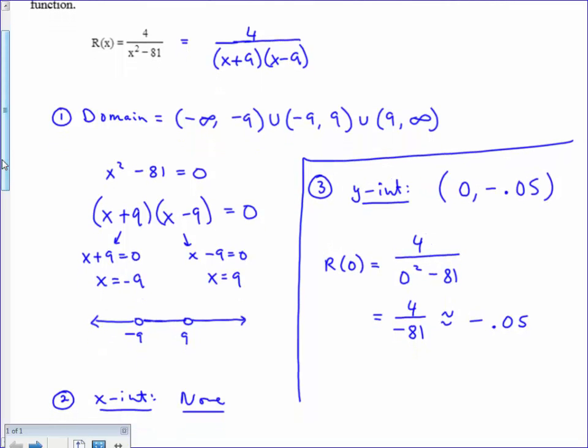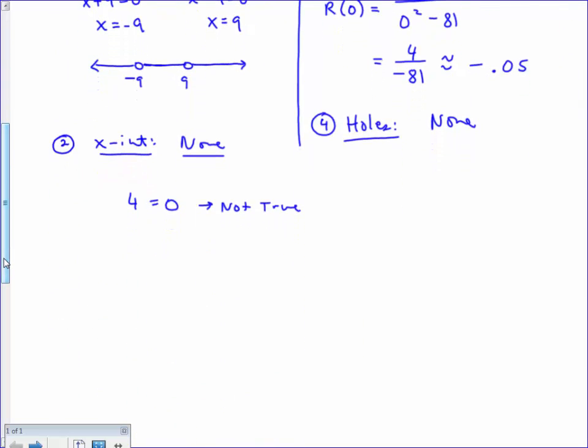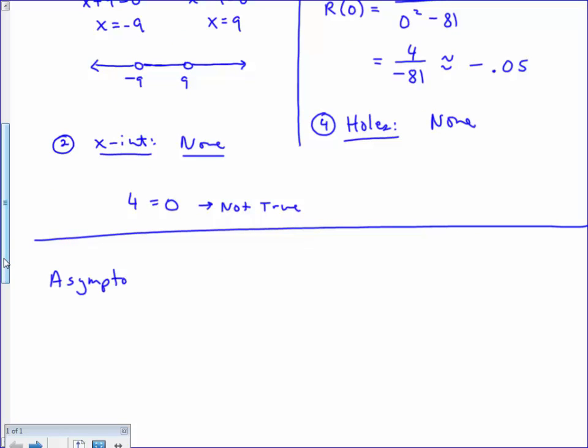As our fourth step, I'm going to make a note of if I have any holes. Holes occur where you have factors that cancel. In this case, we had things that factored, but no factors that cancel. So we will say none. From here, we now want to go and find asymptotes. So first of all, vertical asymptotes.